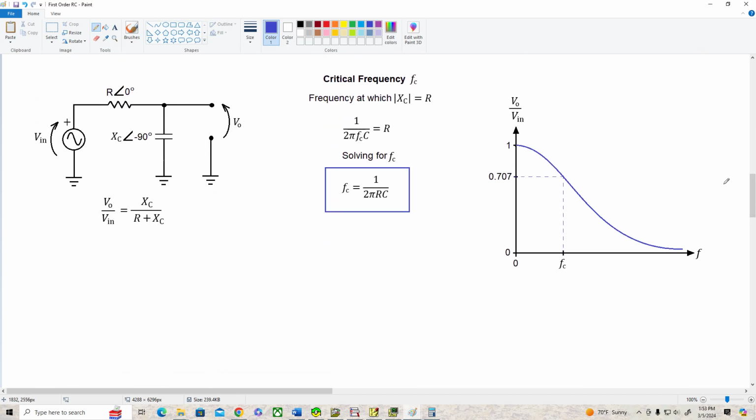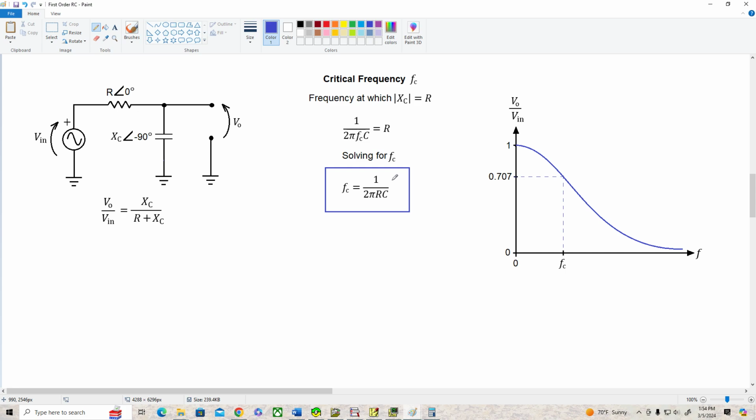All right, the critical frequency of this filter is defined as the frequency at which the magnitude of X sub C equals R. So if we equate these 2 quantities and solve for F, the critical frequency equation is 1 over 2 pi RC. Now this is a really super important equation. We're going to see it a lot in future videos. So this is one that's actually worth memorizing. I'm not one that's big on rote memorization, but this equation is worth memorizing.